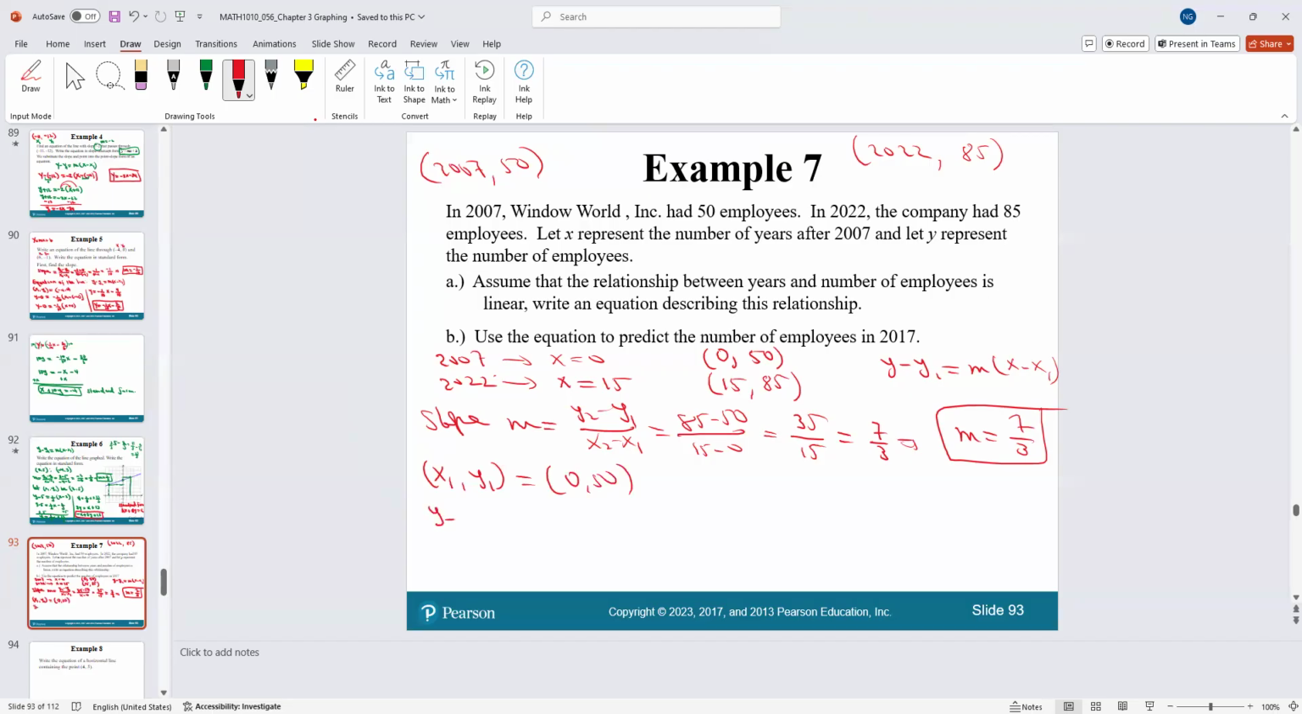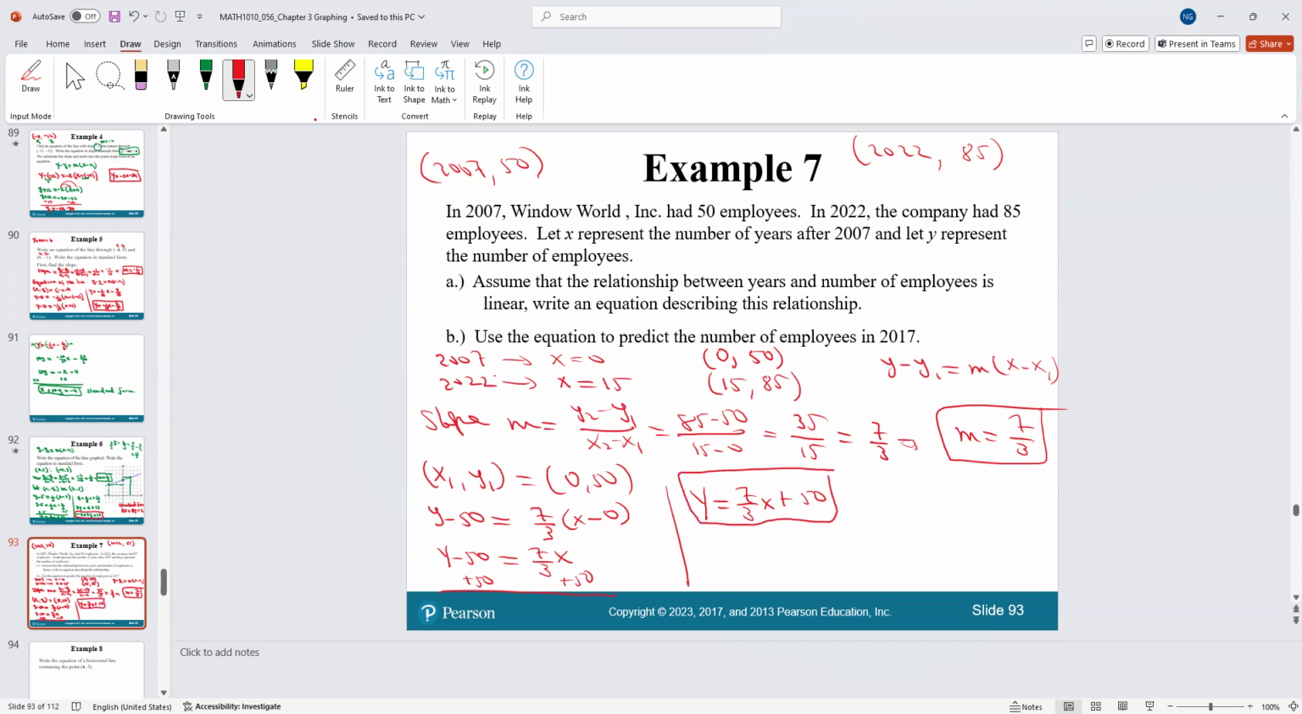So y minus y1, which is 50, equals m, 7 over 3, times x minus x1, which is 0. Y minus 50 equals 7 thirds of x. We need to isolate y on the left, so we add 50 to both sides, and we end up with y equals 7 over 3x plus 50. This is the slope-intercept form for the equation of the line.